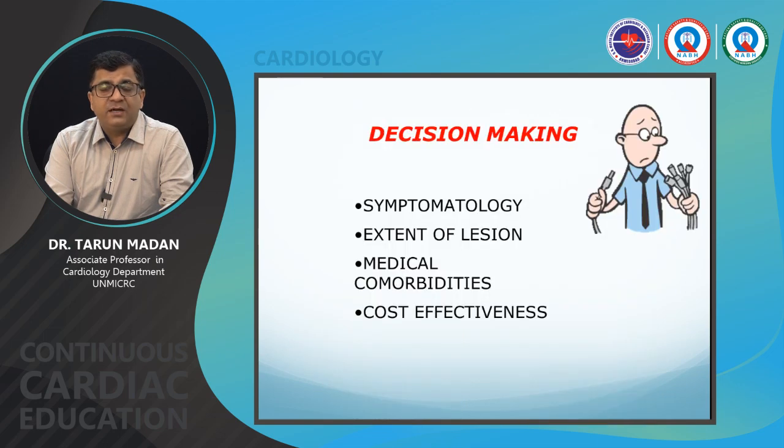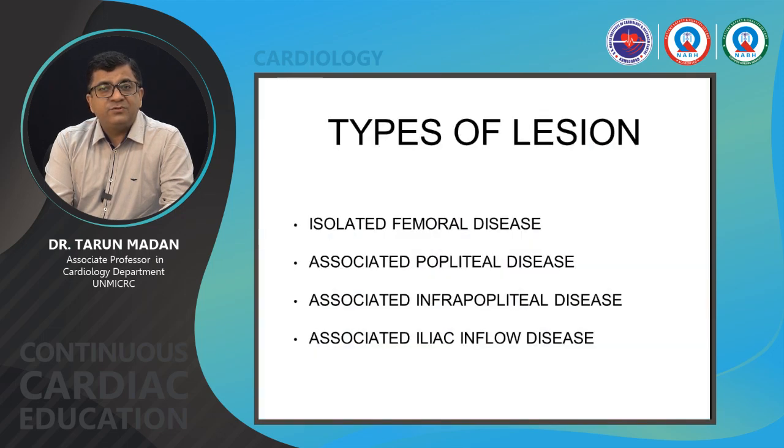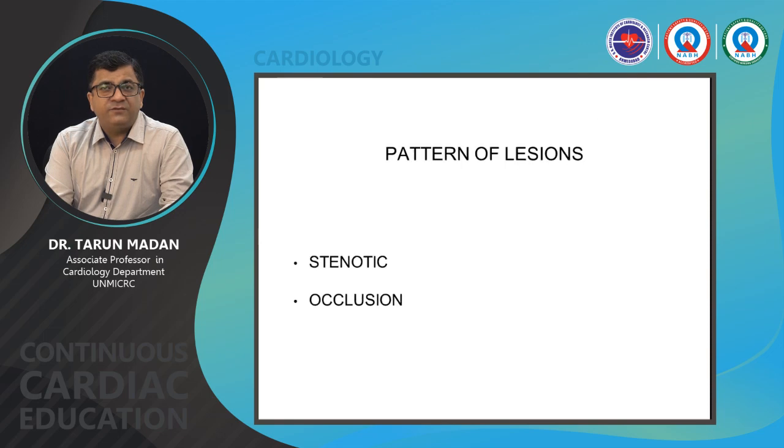So decision making, how do we decide which patient will need which kind of treatment? Depends on the symptomatology, extent of lesion, medical comorbidities, and cost effectiveness. There can be isolated femoral disease, there can be associated popliteal disease, or associated infrapopliteal disease, or associated iliac inflow disease. Pattern of lesions can be stenotic, or they can be occlusion in the form of 100% occluded artery.